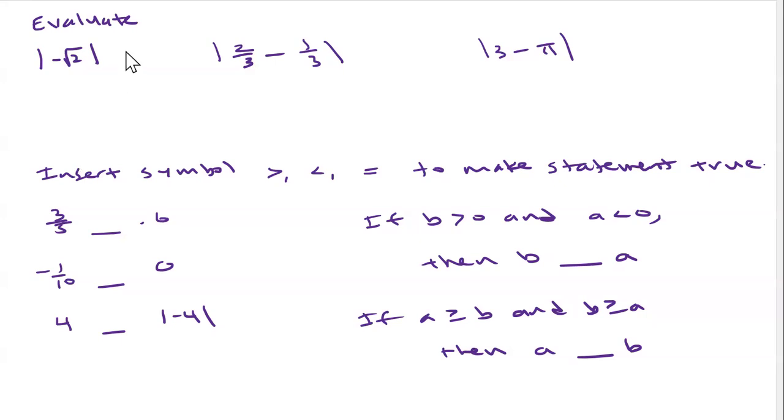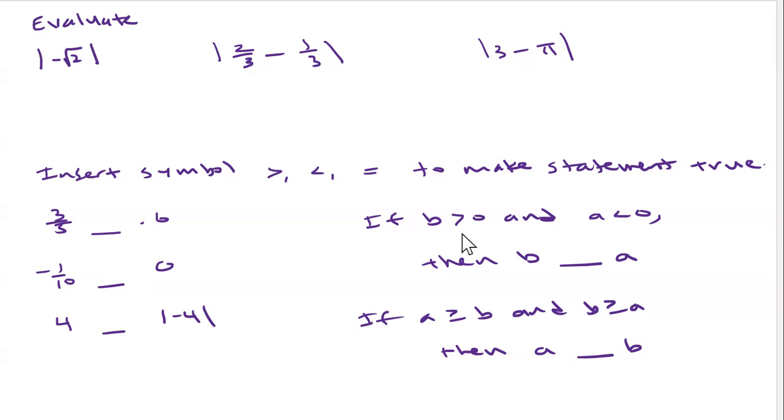Okay, so for this one, we want to evaluate. So we have the absolute value of negative radical 2, the absolute value of 2/3 minus 1/3, the absolute value of 3 minus pi. And then the second part says insert the symbol greater than, less than, or equal to, to make the statement true. Okay, so we got 3/5: is it greater than, less than, or equal to 0.6? Negative 1/10: is that greater than, less than, or equal to 0? 4: is that greater than, less than, or equal to negative absolute value of negative 4?